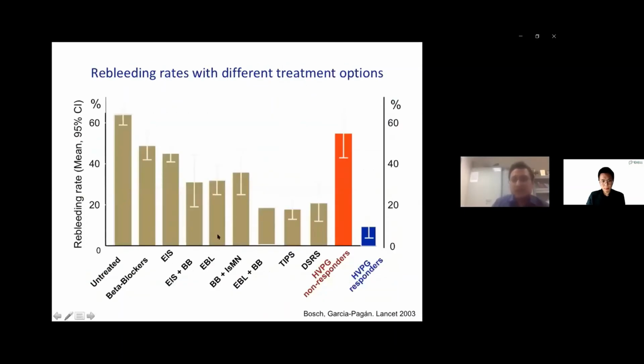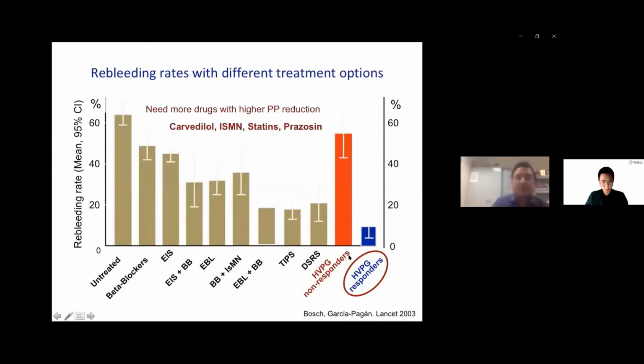So, we give various therapies to prevent rebleeding in a patient who had a previous episode of acute variceal bleed. So HVPG response is most important in terms of prevention of rebleeding.